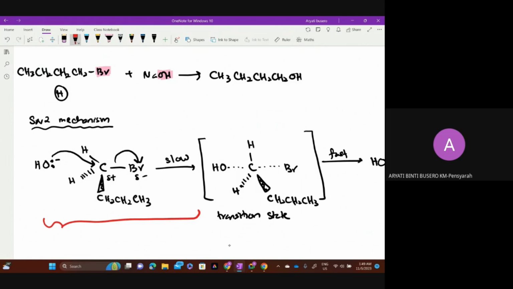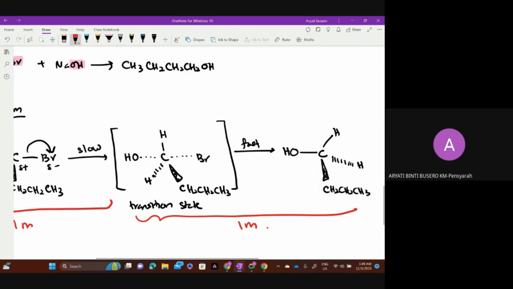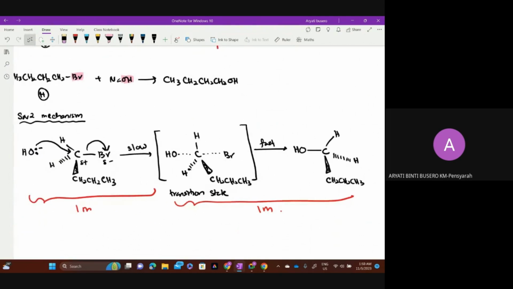Show all the arrows. Slow, fast must be shown. It must be in the form of wedge and dash. The wedge will get marks. So another 1 mark, starting from the transition state until you get the reverse configuration. So another 1 mark. So the total will be 7 marks. Okay, so I think that's all for question number 6.